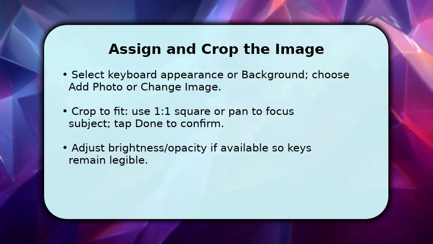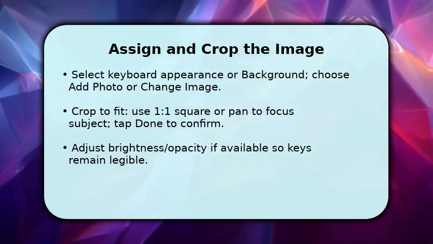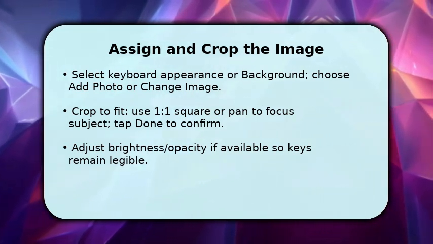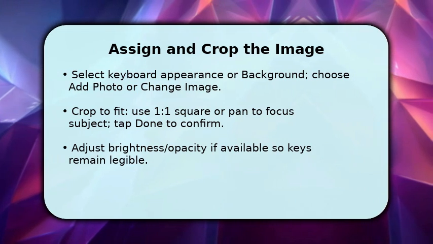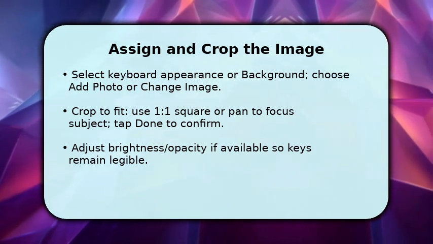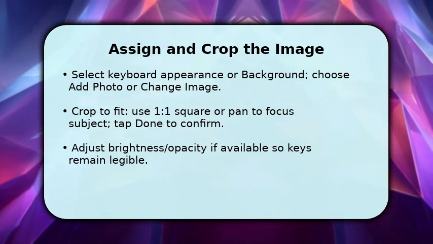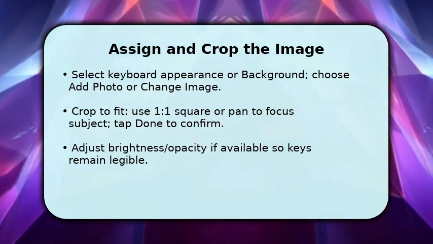Once the photo loads, crop or move it to center the subject. Use a 1:1 square for best fit, because key positions should not hide faces or text. Tap Done to apply the crop. If the keyboard offers brightness or opacity sliders, adjust them so keys and letters remain legible. These tweaks prevent contrast issues and improve typing accuracy.